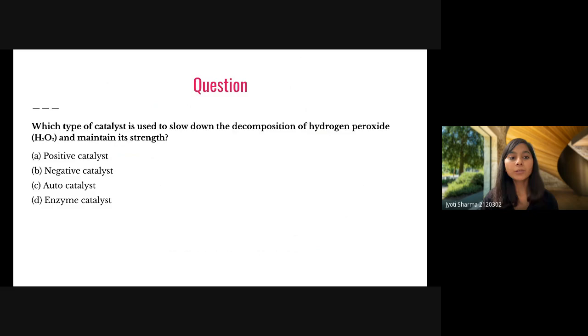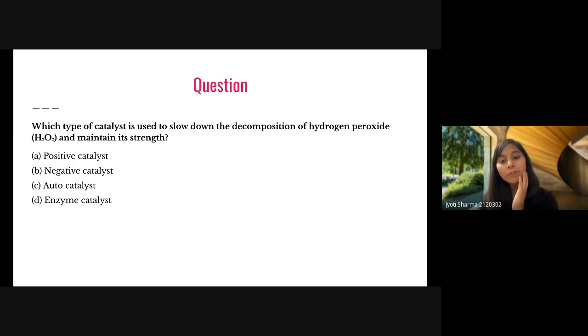Okay, coming to the next question. But in activation energy, we were talking about the catalyst, right? So what type of catalyst is used to slow down the reaction? Till now, we talked that if we want to increase the reaction speed we need a catalyst, but we also have some catalysts that can slow down the reaction.